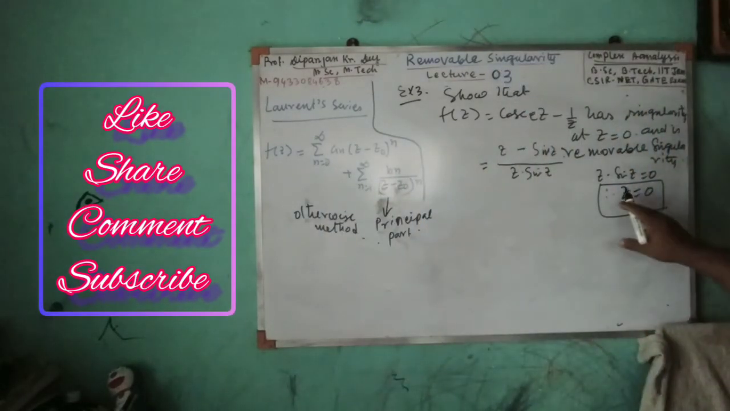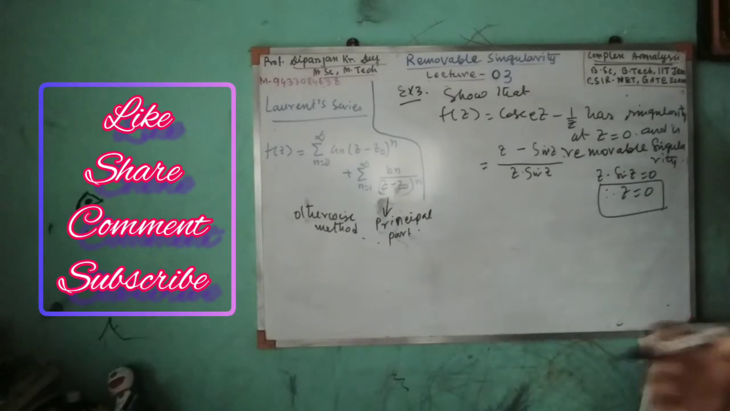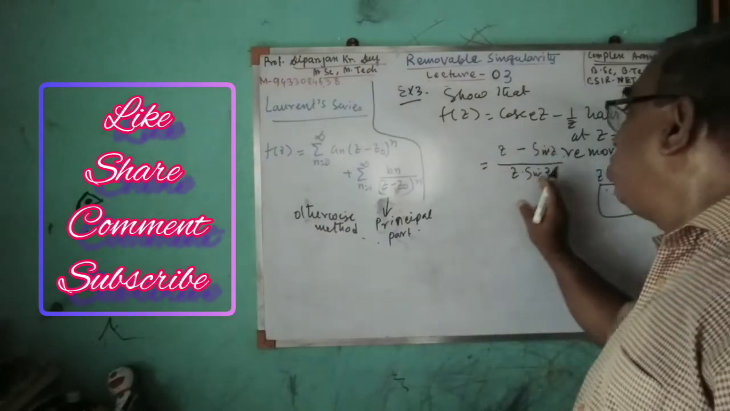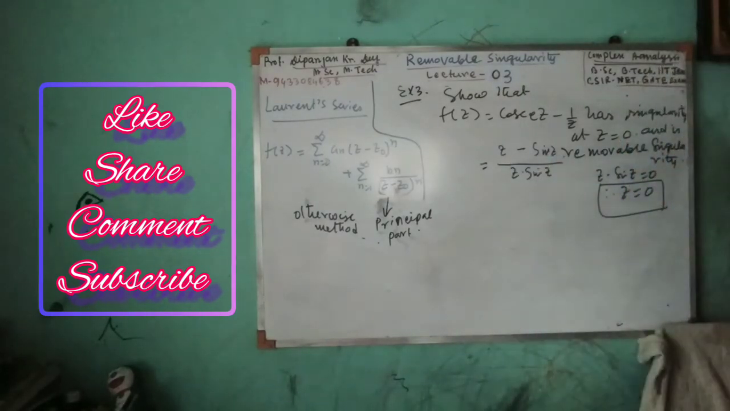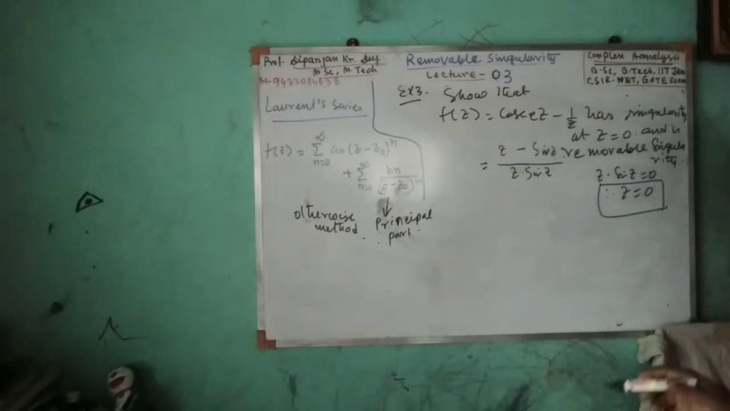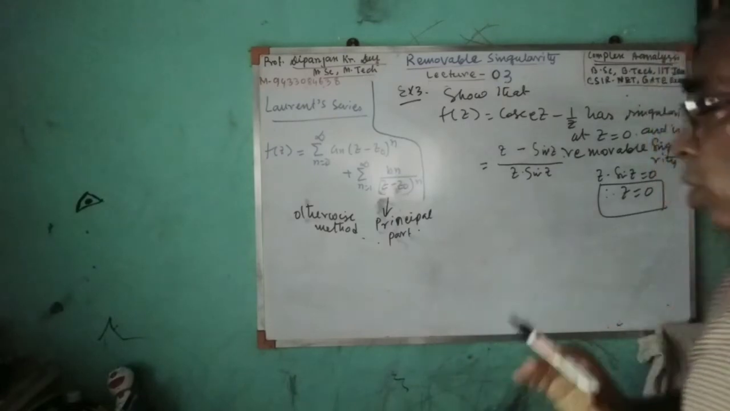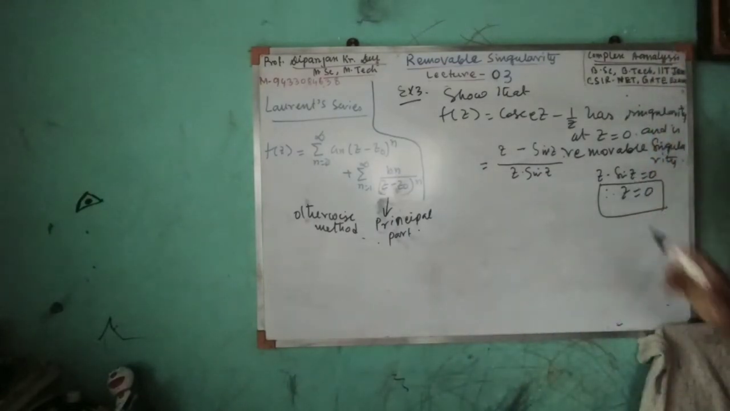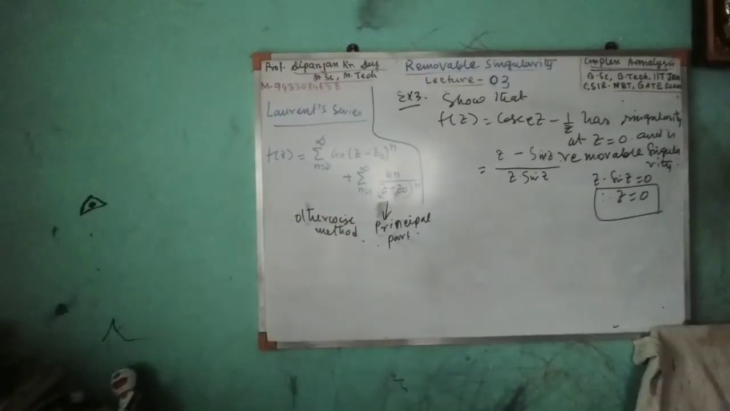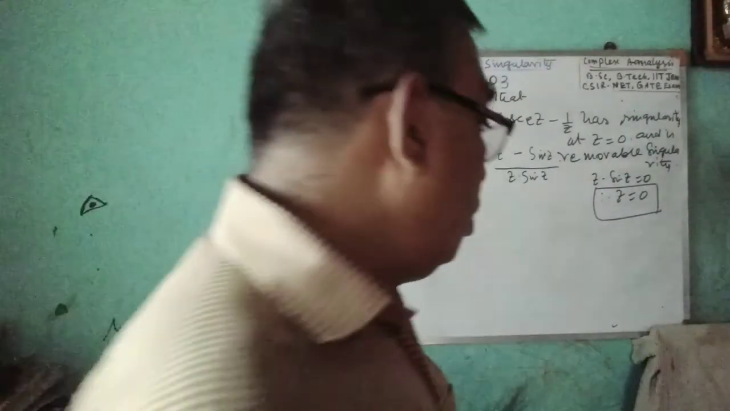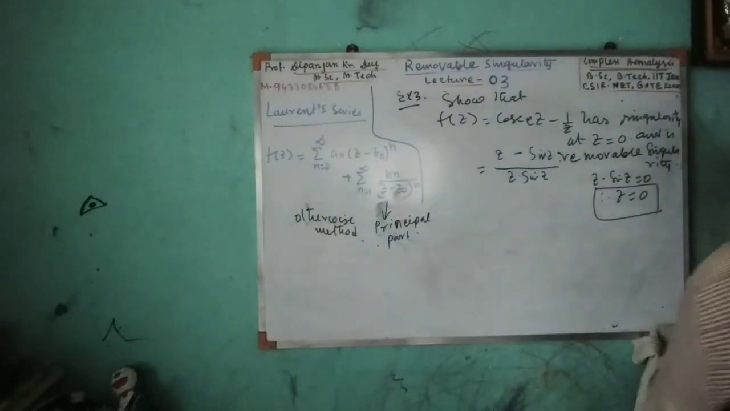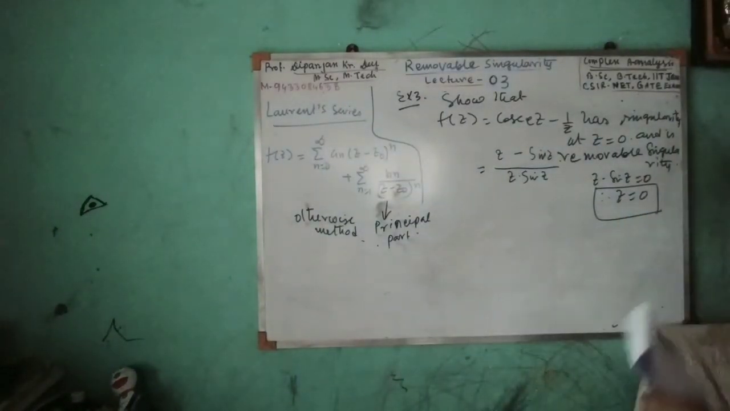So at z equal to 0, how to get the singular point? We have to put the denominator portion equal to 0. That means f(z) is not defined when z into sine z is equal to 0. So this is the procedure to get the singular point. That is, z equal to 0 is a singular point. Now, that is a removable singularity. Okay.